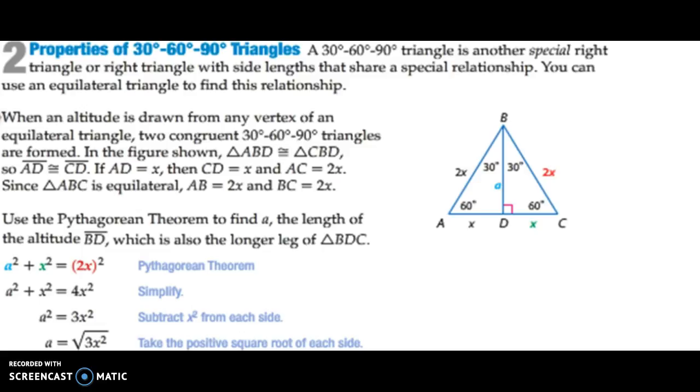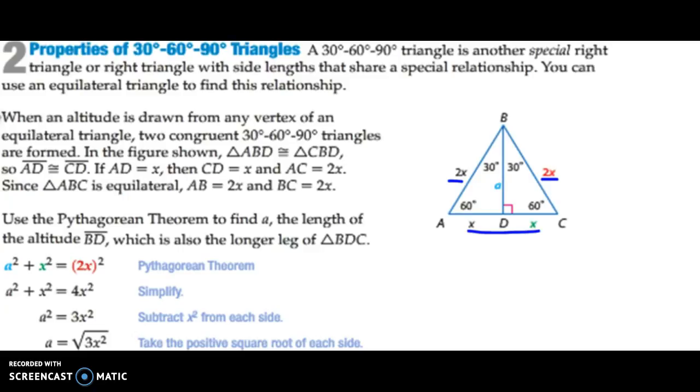Now the other special right triangle is called the 30-60-90 triangle. The way we prove it is we start with a 60-60-60 triangle, which would be an equilateral triangle, where all three sides are the same. Let's say they're all 2x. Well, we can cut that right down the center, which would be an altitude.